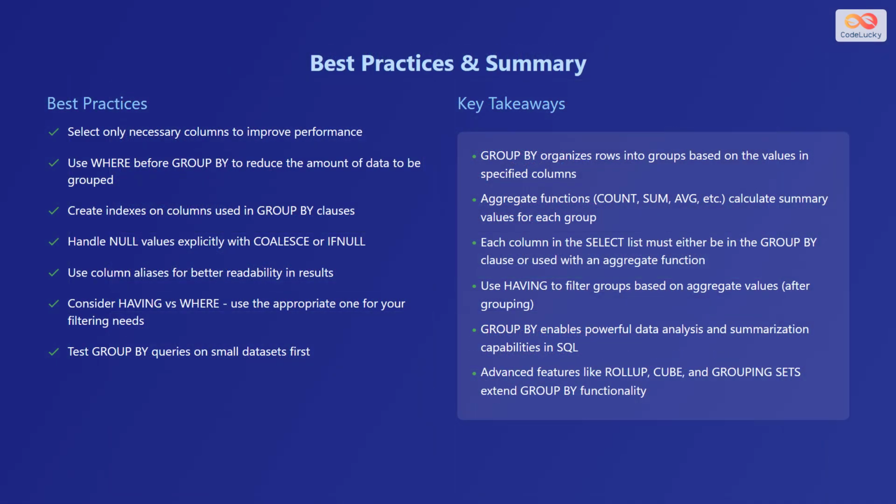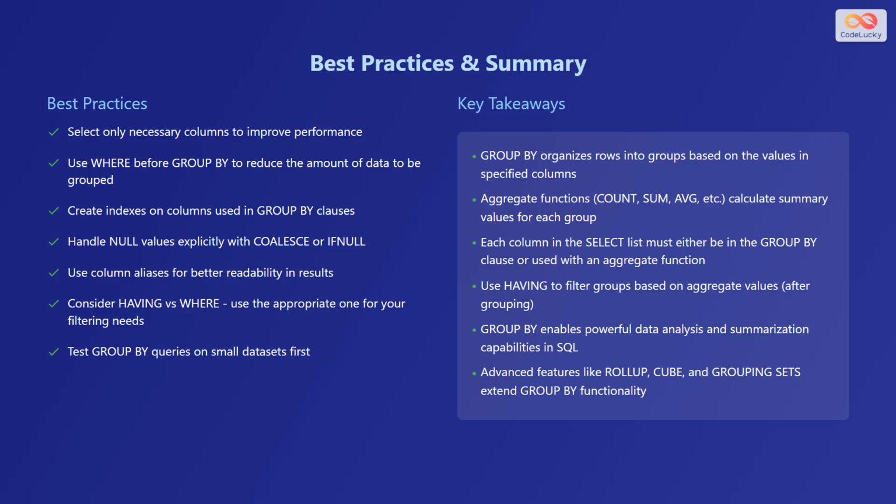Let's go through the best practices for using the group by clause. First, select only necessary columns to improve performance. Second, use where before group by to reduce the amount of data to be grouped. Third, create indexes on columns used in group by clauses. Fourth, handle null values explicitly with coalesce or if null. Fifth, use column aliases for better readability in results. Sixth, consider having versus where, and use the appropriate one for your filtering needs. Seventh, test group by queries on small datasets first.